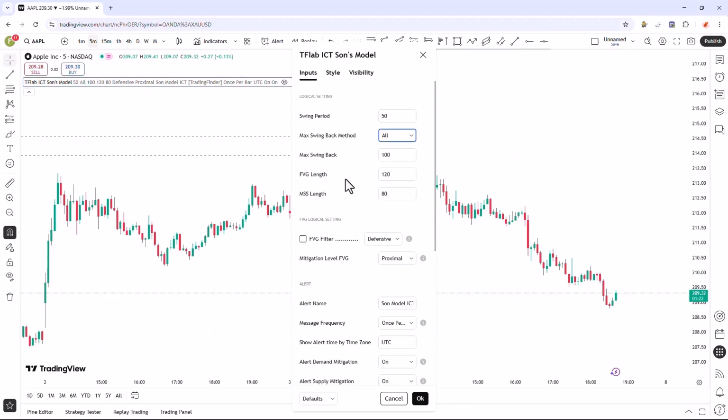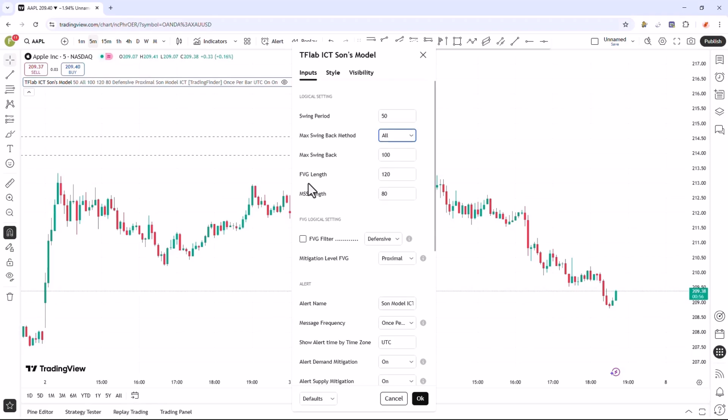In the next 2 sections, we can set the validity period for the FBG zone and the validity period for the MSS level. By default, the validity period for the FBG zone is set to 120 candles. This means that if the price does not reach this zone within 120 candles, the FBG zone will be considered invalid.